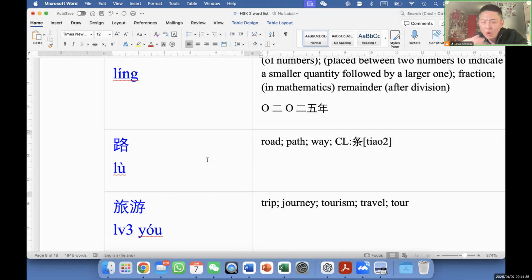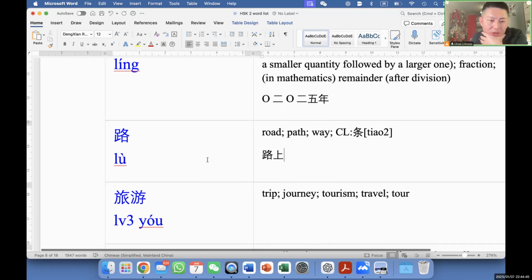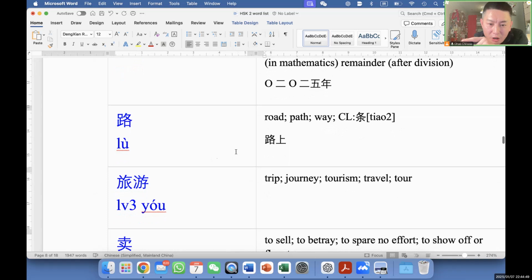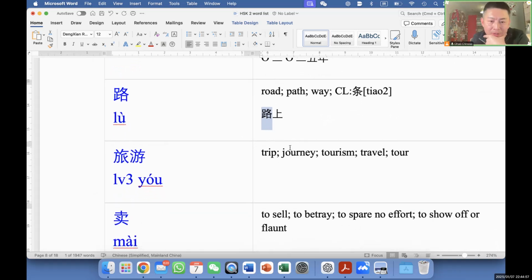走路, walk, literally means walk the way. 路上, on the way. Quite a couple of words with 路 in it. And other than that, I would like to talk about the left part of 路 is a foot. Can you see that? So, a connection, foot on the road.